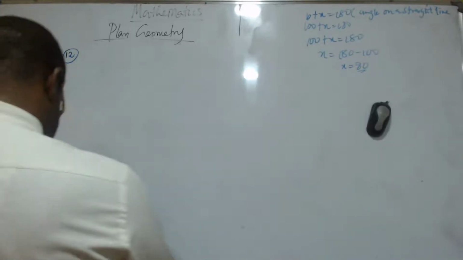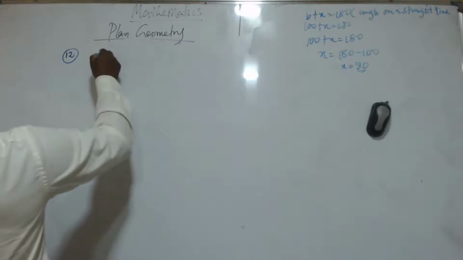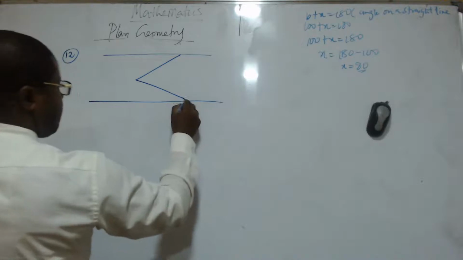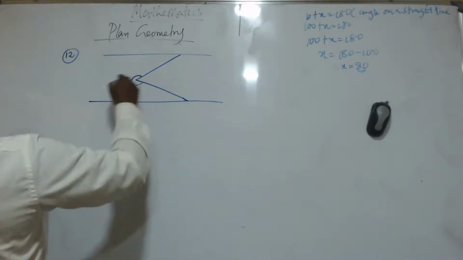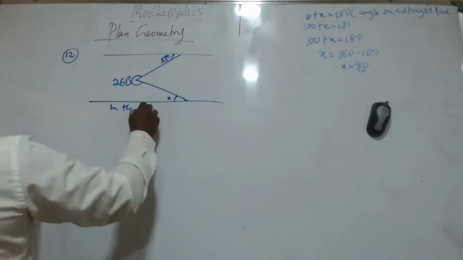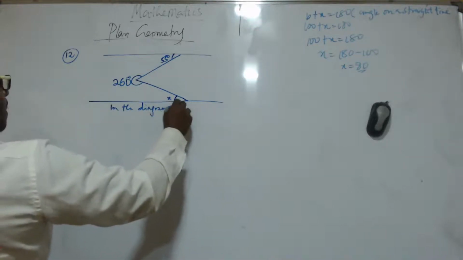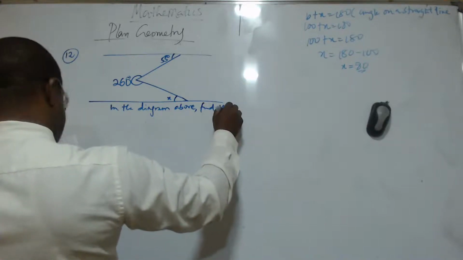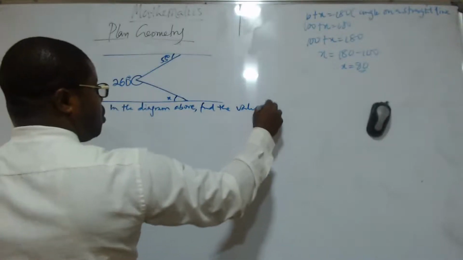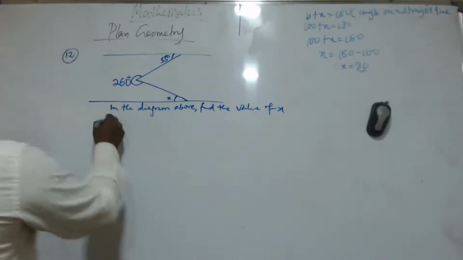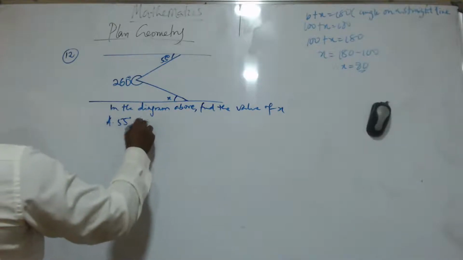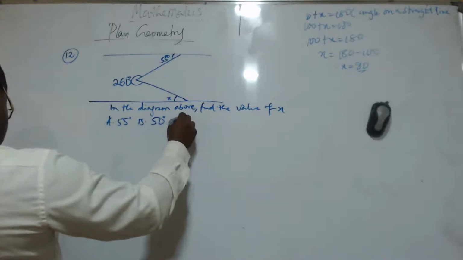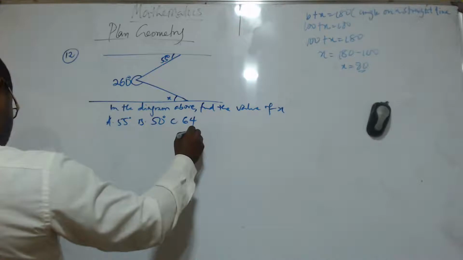The next one says, in the diagram above, find the value of X. We have A, 55 degrees. We have B, 50 degrees. We have C, 64 degrees.